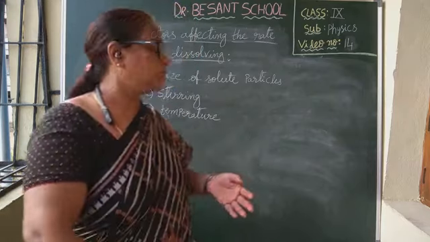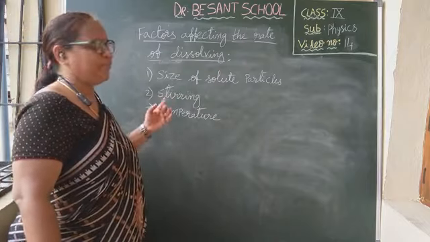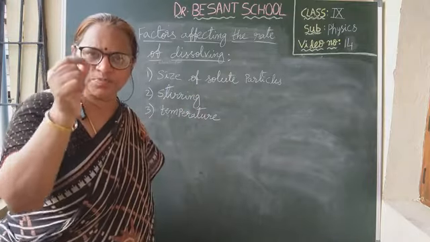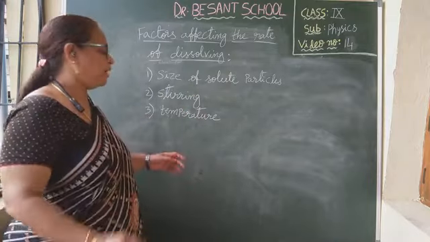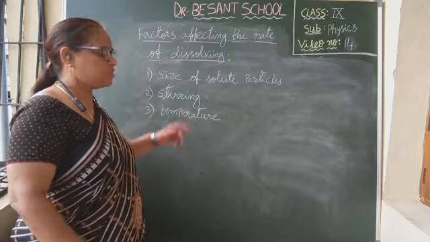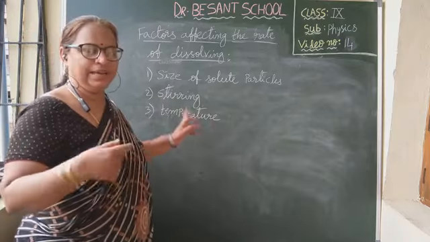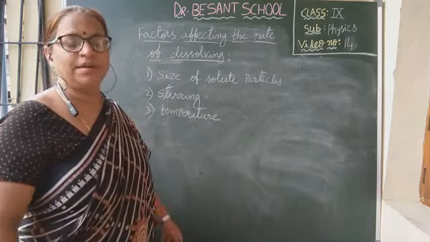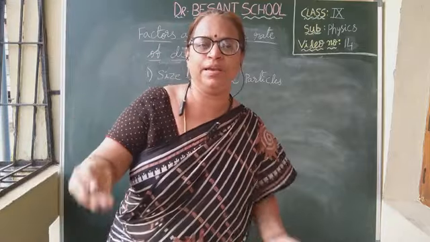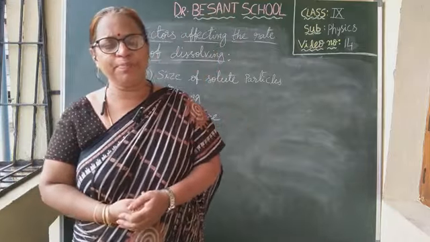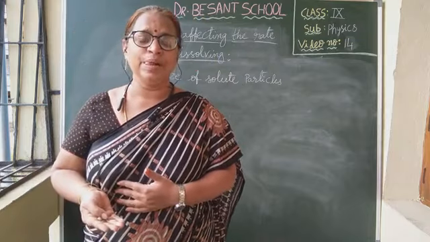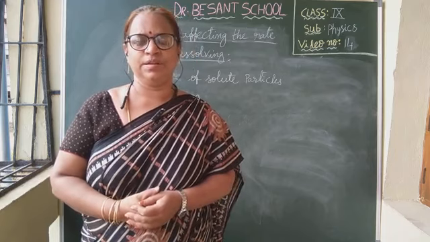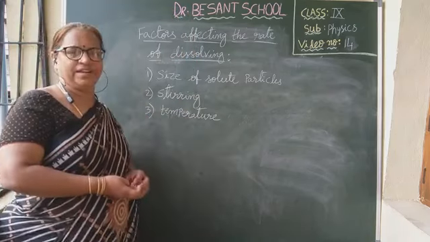Am I clear, children? So these are the three factors which affect the rate of dissolving. If the solute particles are small in size, they will get dissolved quickly; if they are big, they take more time. If it is not stirred, it takes more time, and if we stir, it will get dissolved within less time. And with temperature, some substances will get dissolved quickly by raising the temperature. Some substances, by raising the temperature, their rate of dissolving will decrease. That depends upon the substance. Am I clear, children? These are the three factors.